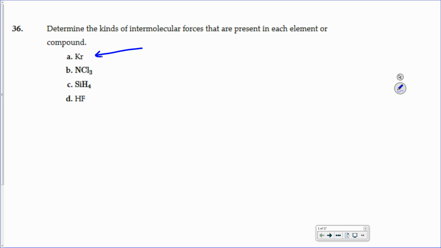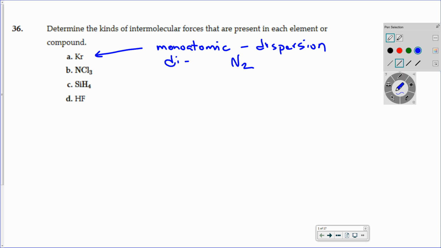anything that's monoatomic is not going to have a dipole. If it's just one atom by itself, the only thing it can have is dispersion. Anything that's monoatomic, one atom by itself, is going to just have dispersion forces. And that's true of diatomics as well. So diatomics would be the same thing. If it's something like N2, the only type of forces it's going to have are dispersion. Okay, so let's look at the next one.